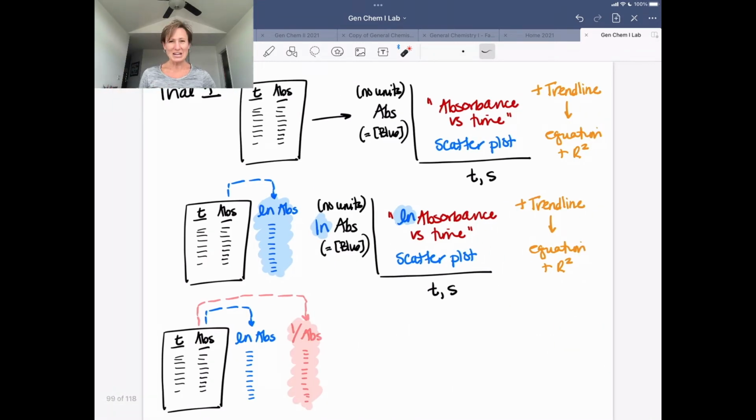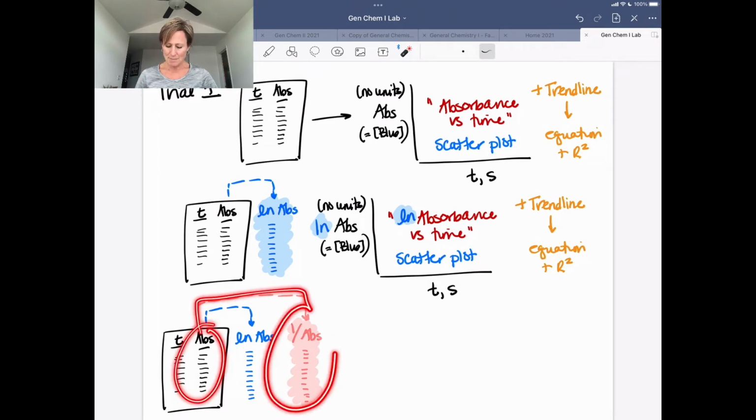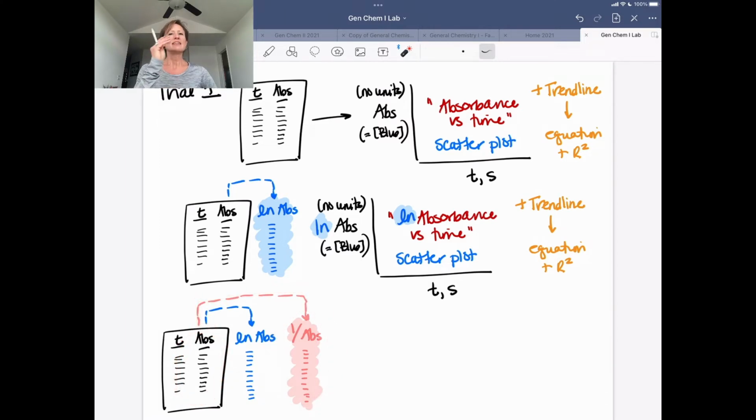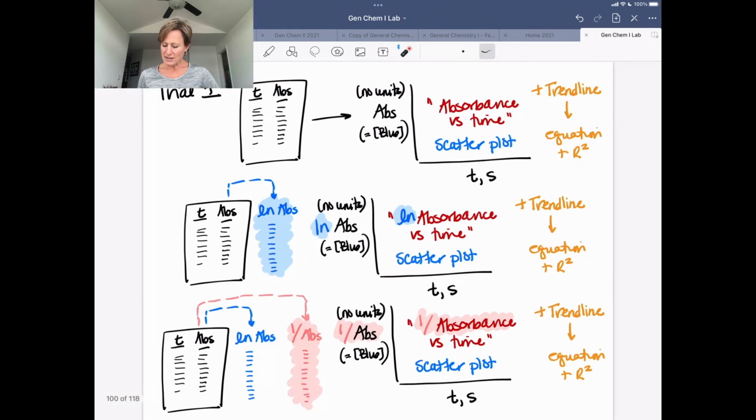Moving a little bit more quickly here, hopefully you see the variation on the theme. The last thing we're going to do is take this absorbance data and manipulate it to make a new column of data that is 1 over that absorbance value. And then we're going to create a third scatter plot. Call that 1 over absorbance versus time, plotting 1 over absorbance as a function of time, adding in our axes labels, putting in our trend line and our equation and our R squared value. And we get 3 plots for trial 1.